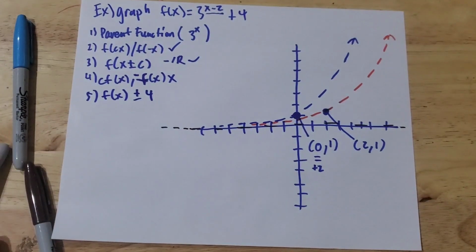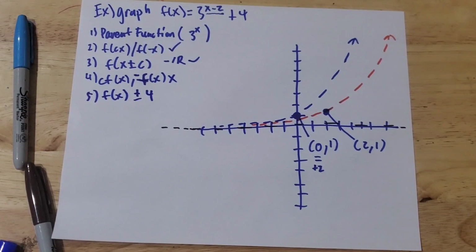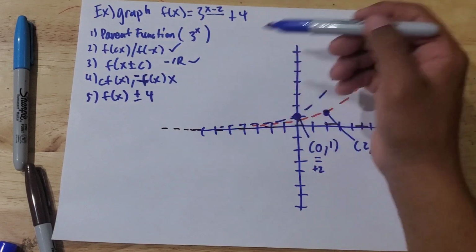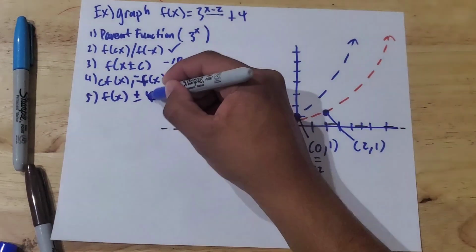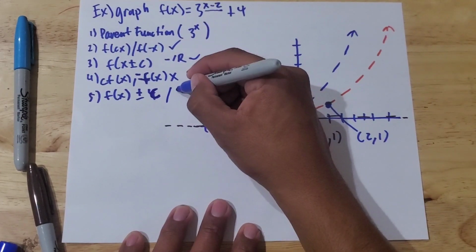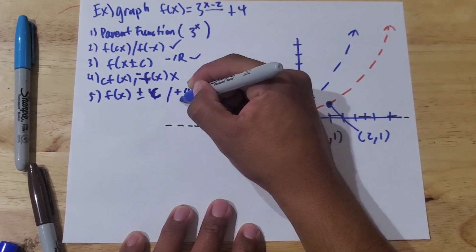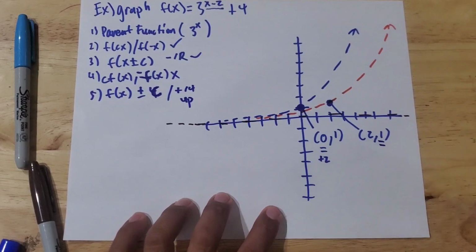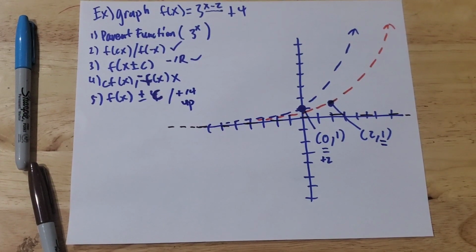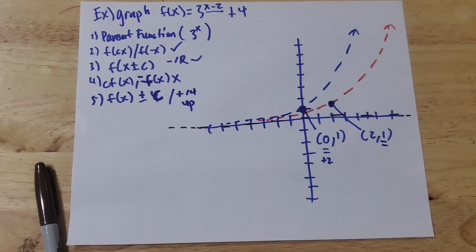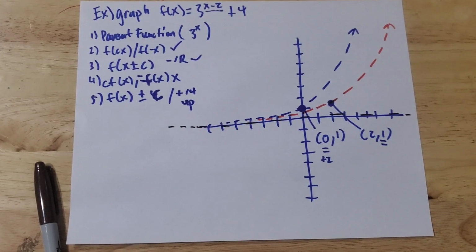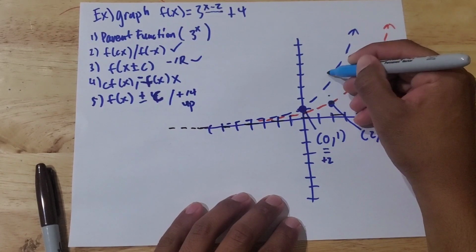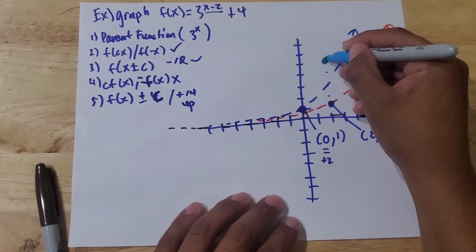But remember, adding or subtracting outside behaves the way it's supposed to. So it was supposed to be plus c, and what's happening is that we're actually adding a 4. So that means it's going to go up because it behaves the way it's supposed to. What's changing this time is the y coordinate, not the x coordinate. So we're going to add 4 to this coordinate, and it moves up 1, 2, 3, 4.